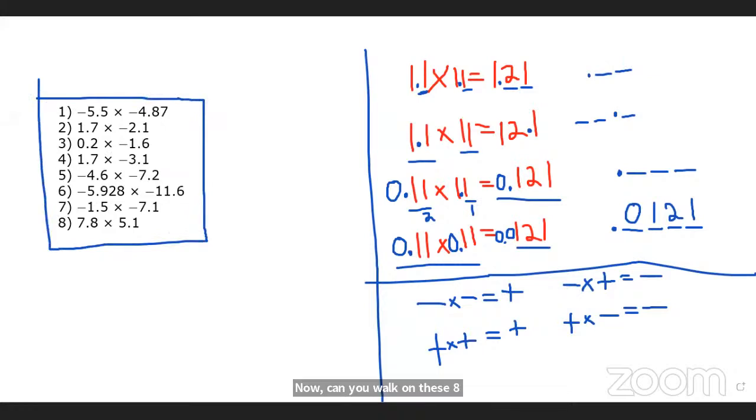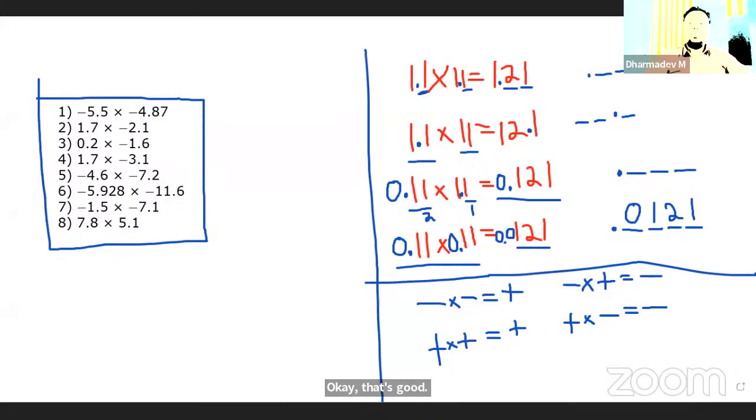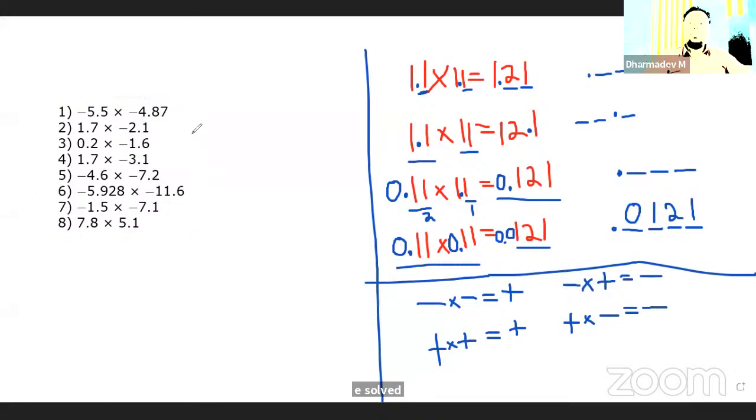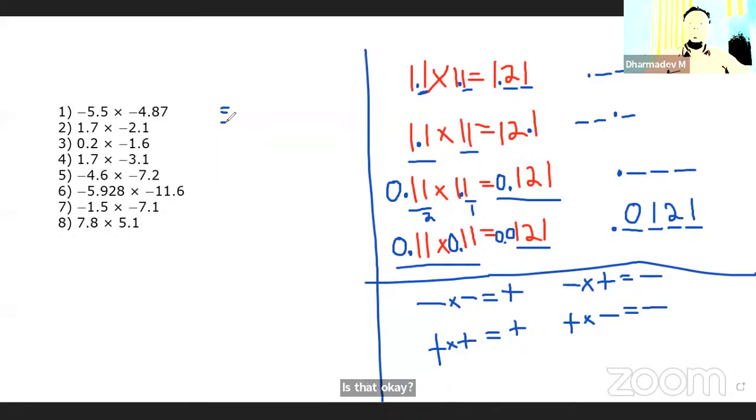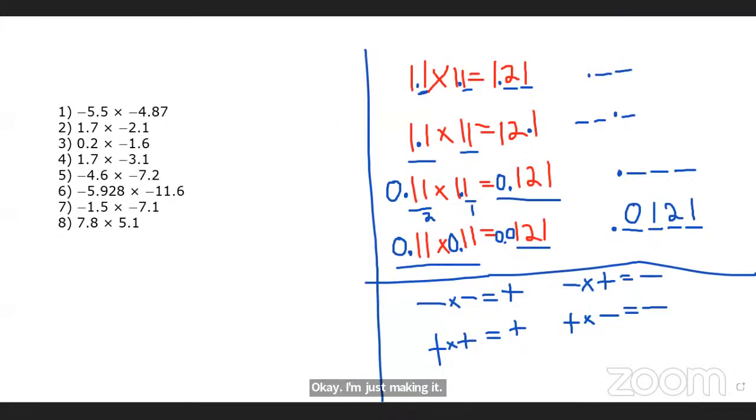Now, can you work on these 8 questions? We will try, sir. Okay, that's good. Give it a try. If you have any doubt, after solving all 8, then we'll check everything together. Is that okay? Yes, sir. I'm just making equal-to signs over here and keeping it ready. Once you're done, then we'll do it. Okay, start now. It's not addition or subtraction, it's multiplication. Somebody has added and sent me the answer. It's not addition, subtraction, it's multiplication.